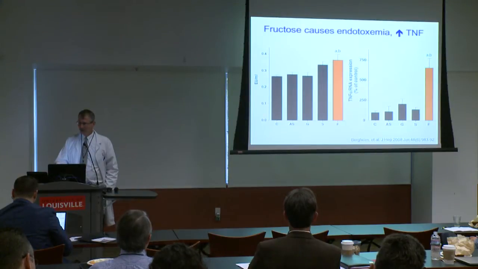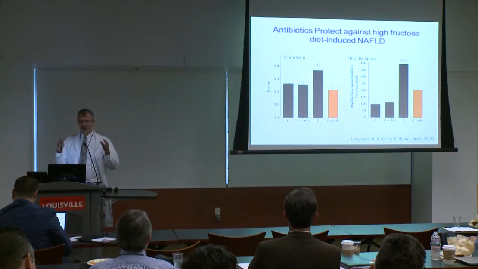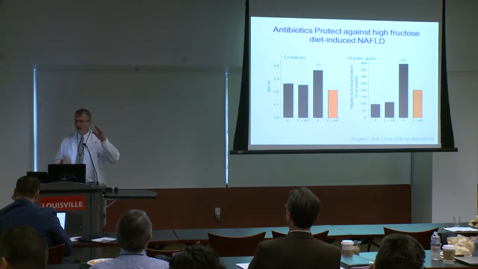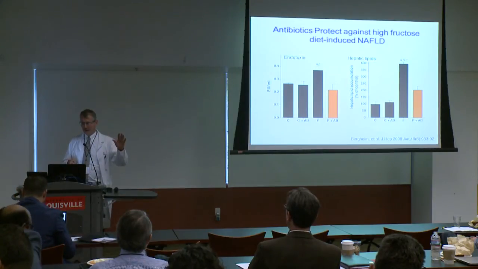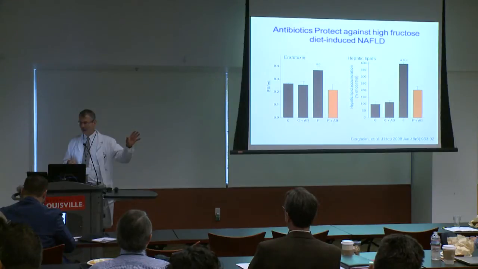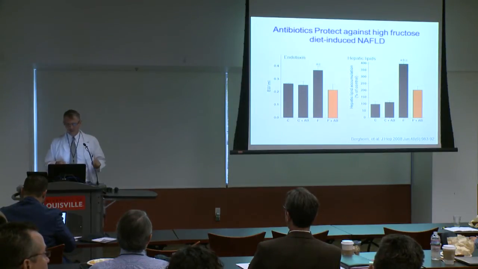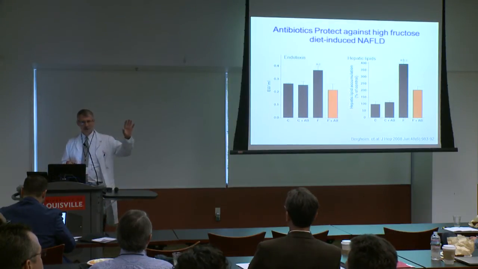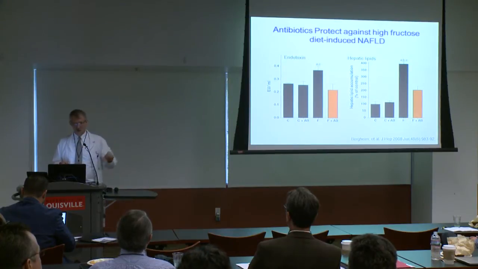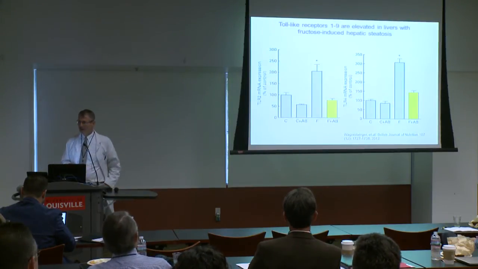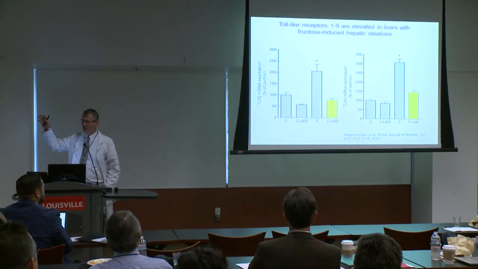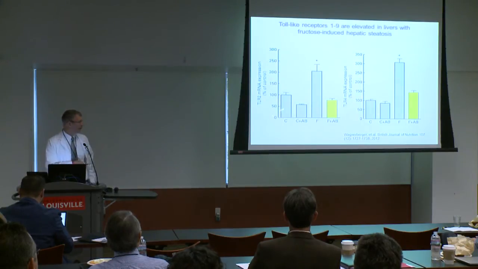So what's the gut link here? We've shown that these animals have alterations in their tight junction. You saw the endotoxemia. And importantly, when you alter the diet and give them antibiotics, so you're altering the gut flora, you totally protect against the endotoxemia and the fatty liver. So somehow the gut flora is playing a role in the fatty liver. Ina recently has shown that all the tolls are upregulated in the liver with fructose feeding. And again, when you give antibiotics, you protect against this.